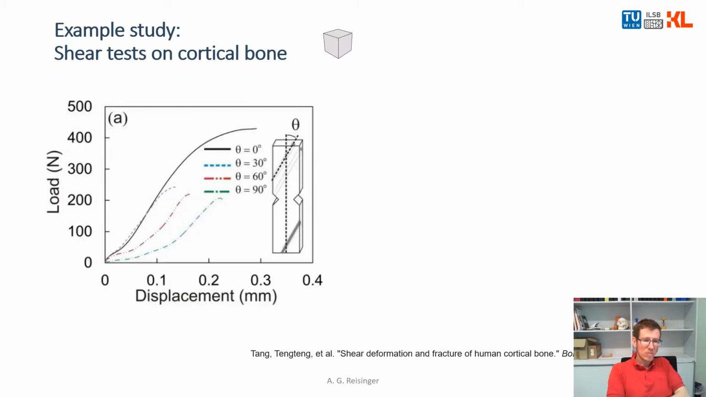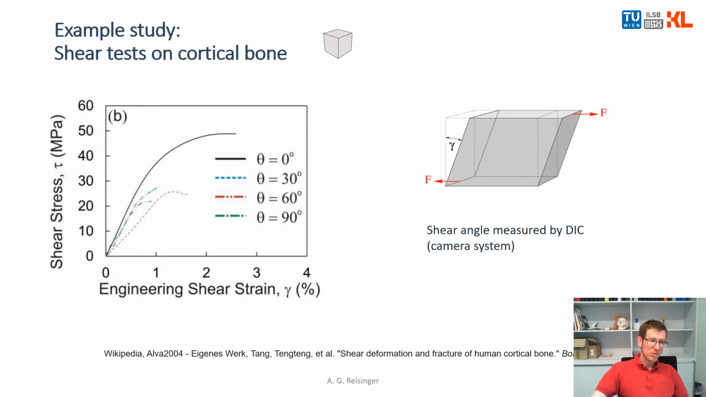Okay, and the outcome was first load and displacement. So these are the original values you usually get. You get directly the force out of your load cell and the displacement of your machine. And you see the different load displacement characteristics depending on the angle at which the sample was extracted from the bone. So then this is converted to shear stress by dividing it by the area in this measurement notch.